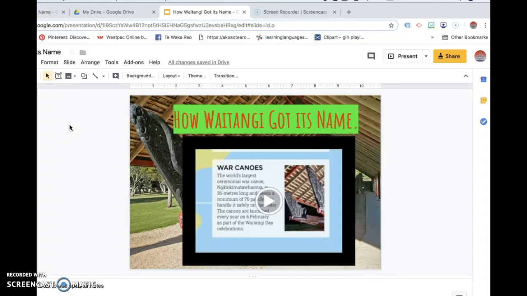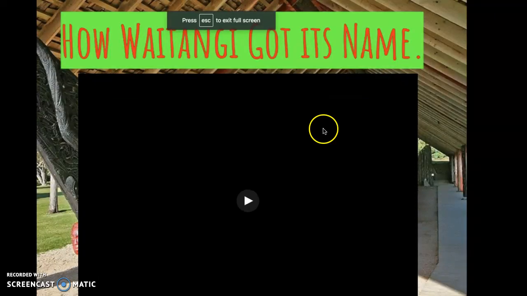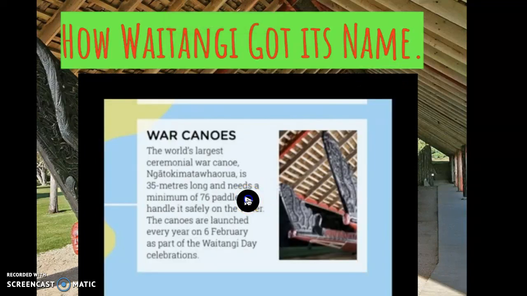And it's the thing about, as teachers, it's our job to protect the Māori language and the Māori history. And this resource focuses on how Waitangi got its name and the tupuna in that area. So we just start with a little video, and this locates Waitangi. Where is it in the world?